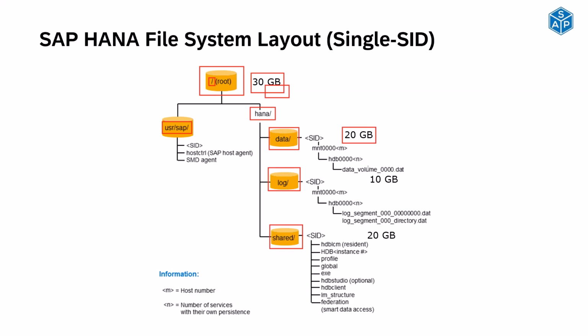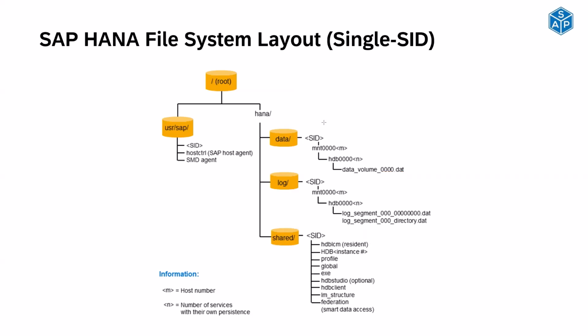So these are the different mount points that we have created. But for slash USR SAP, we have not created any mount point. So whatever files you copy in slash USR SAP will occupy space in your slash root directory. Am I clear on this?